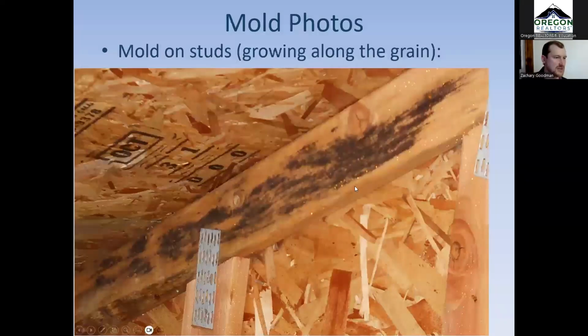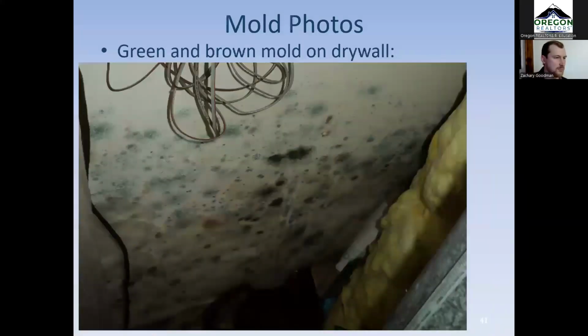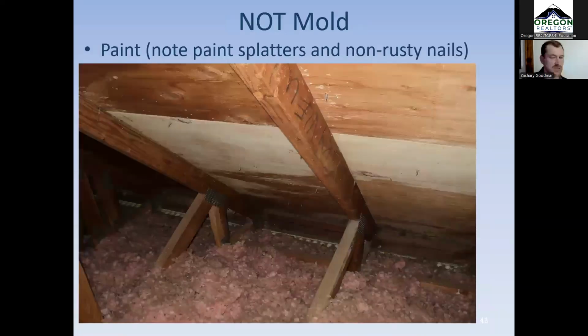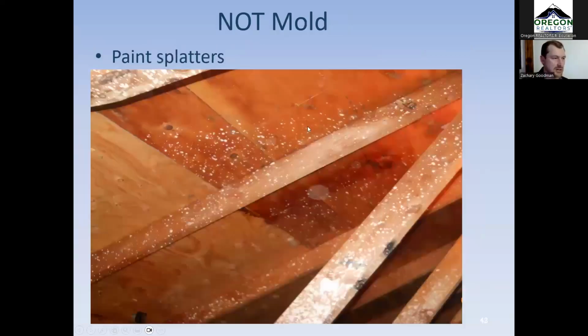More mold on studs here. Green and brown mold on drywall. Not mold. So here are some good slides. And again, this will be available for you in the PowerPoint slides that we'll give to you all. Paint blotches. You see here, there is no evidence of mold really anywhere. The white dots above are simply paint, and in other areas, simply paint.